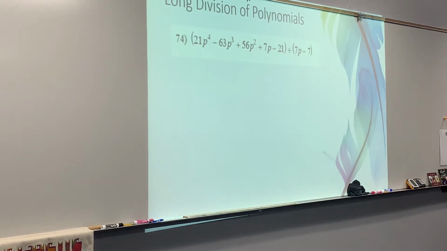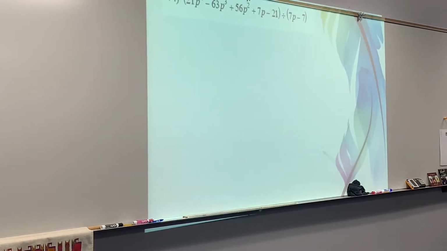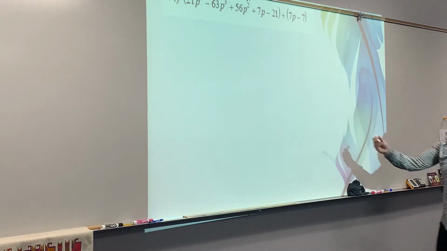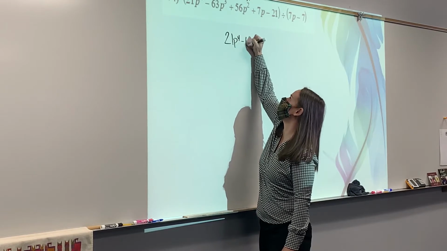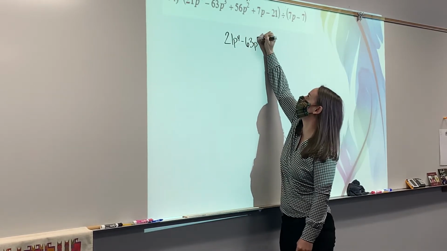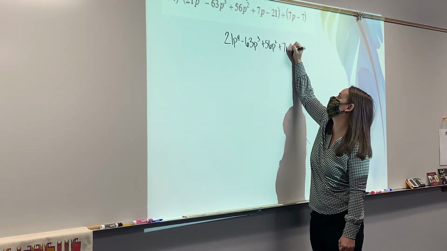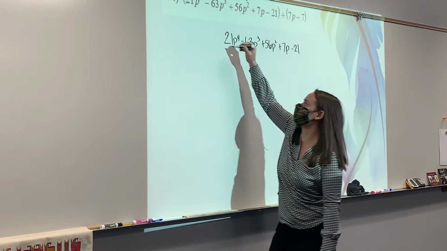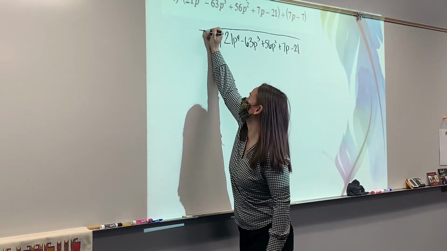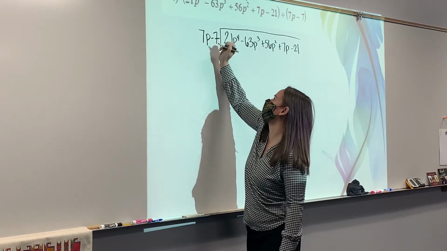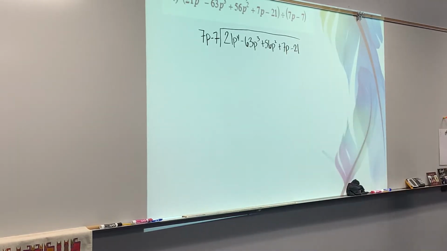Division, and I'm going to give myself some more space. It's a long problem. So to do that, I'm going to have my 21p to the 4th minus 63p cubed, and don't forget to put the smaller thing on the outside.